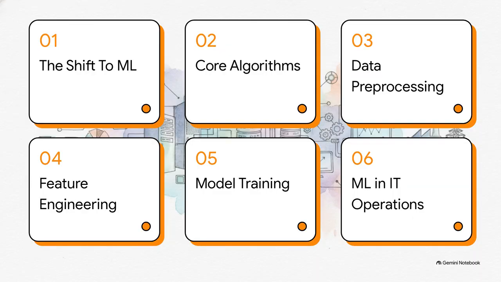Here is our roadmap for the system pipeline arc. We're going to cover 1. The shift to ML. 2. Core algorithms to know. 3. Data preprocessing fundamentals. 4. Engineering features for signal. 5. Training under the hood. And finally, 6. ML in IT operations.